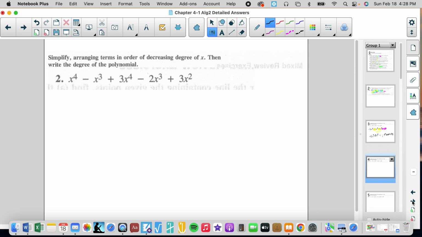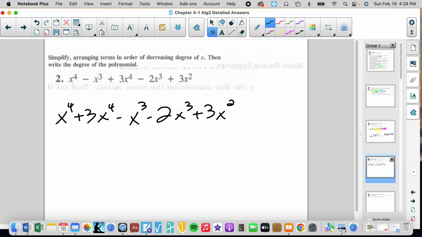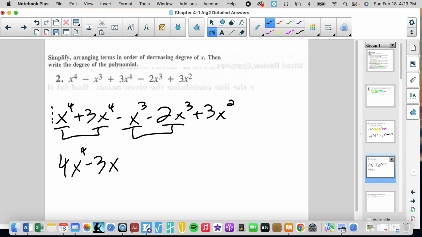So we're going to do that for each of these, and we should get pretty quick, or efficient, shall we say, about doing them. We have like terms because they're both x to the fourth, so we're going to combine their coefficients. There's an invisible 1 there, so we have 4x to the fourth. We have another set of like terms. We're going to combine those coefficients. And then we have plus 3x squared. And that's going to give us 4x to the fourth minus 3x to the third plus 3x squared.